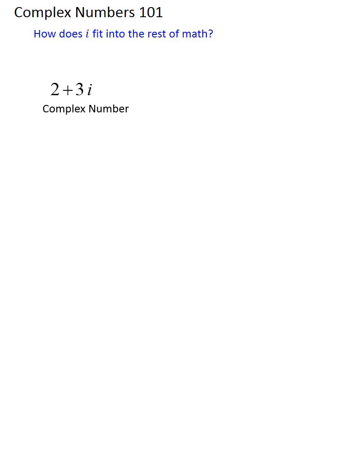And all numbers like this, 2 plus 3i, 5 plus 1i, 6 minus radical 2i, any number like this you can imagine, that entire set of numbers is called the set of complex numbers, and here's the symbol for all those numbers.